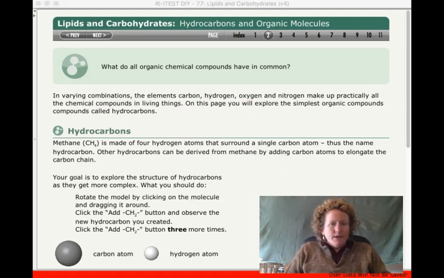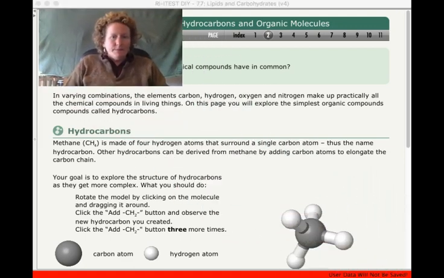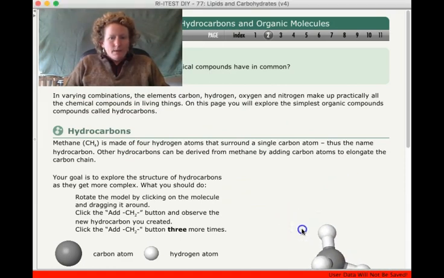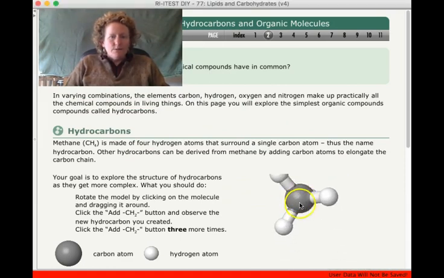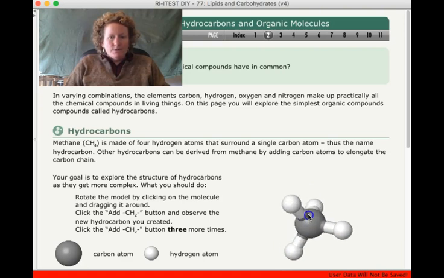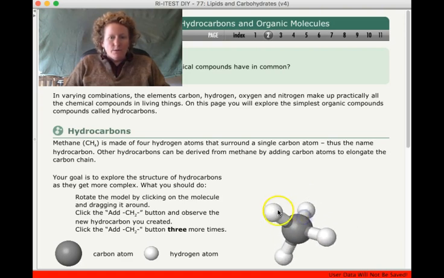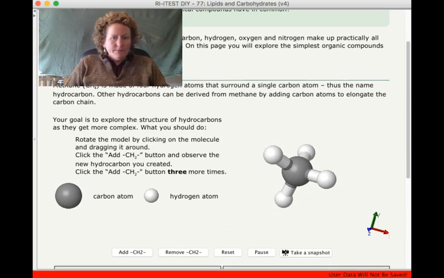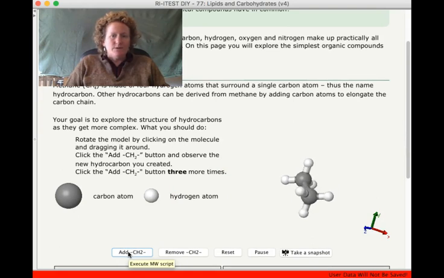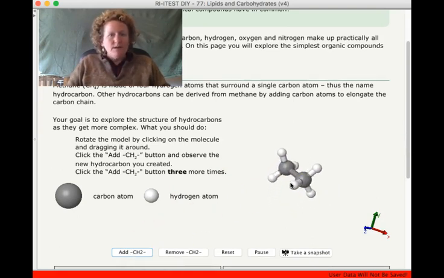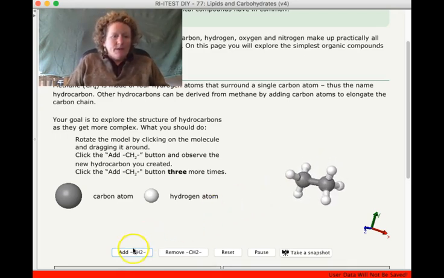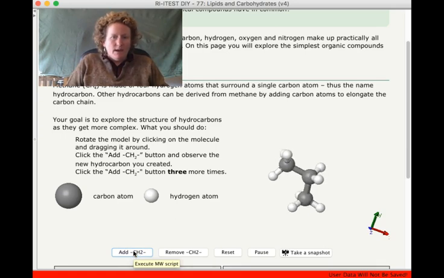So methane is our simplest hydrocarbon here. You can see it's one carbon, this gray, and then 4 hydrogens. If I move it around here, you can see all 4. 1, 2, 3, 4. I can scroll down a little bit and add another carbon and a couple of hydrogens, and you can see we get a slightly bigger hydrocarbon. Hydrocarbon means hydrogen and carbon. I can keep clicking and adding.